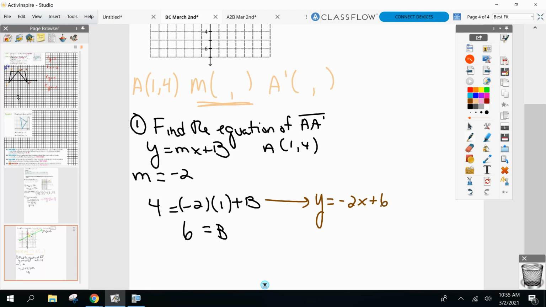Now I know the equations of both lines. I just want to know where they intersect. And you guys did this in Algebra 1 last year, but I don't want you to do it the same way. I am just going to let you guys use your calculators to find out where they intersect. All right, here you go.